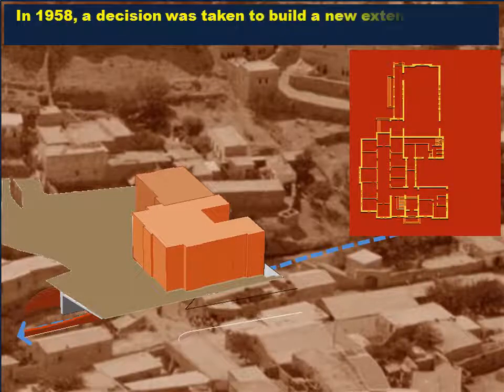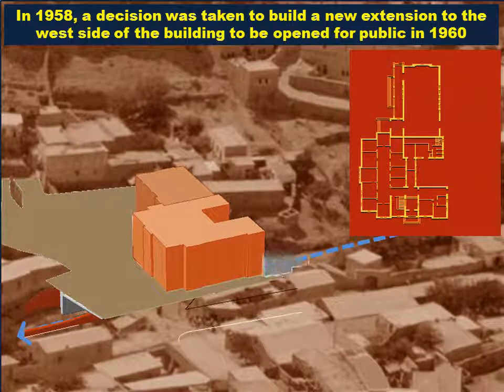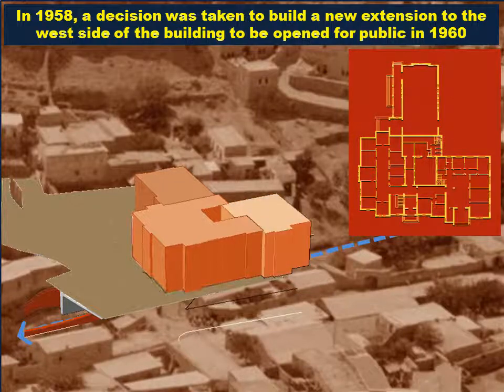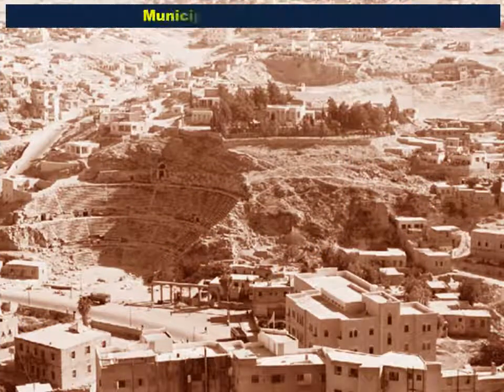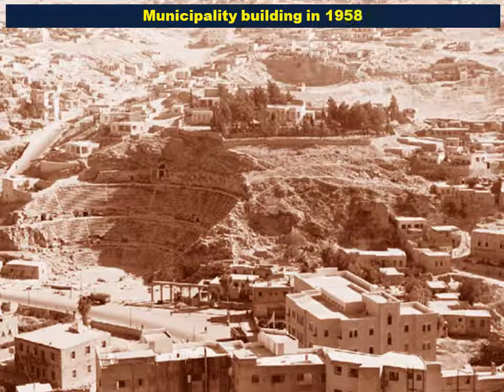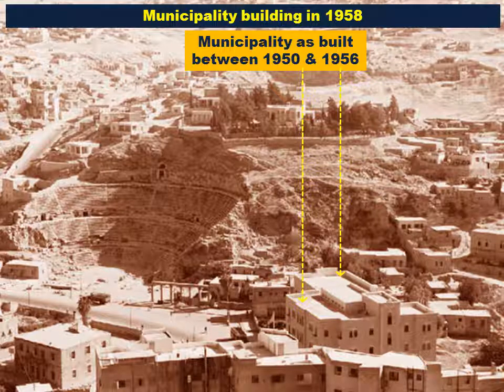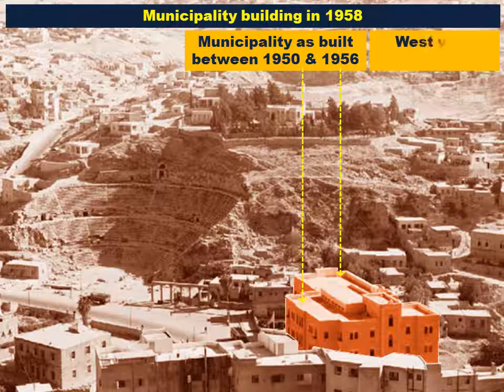In 1958, a decision was taken to build a new extension to the west side of the building to be opened for public in 1960. Municipality building in 1958. Municipality as built between 1950 and 1956. West Wing Extension 1960 for the Public Library.